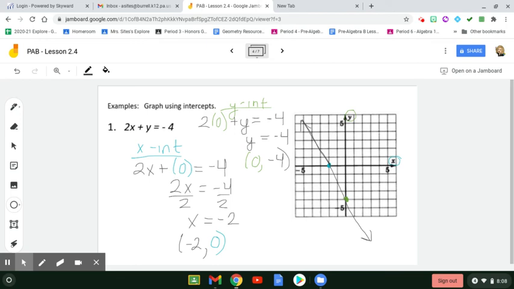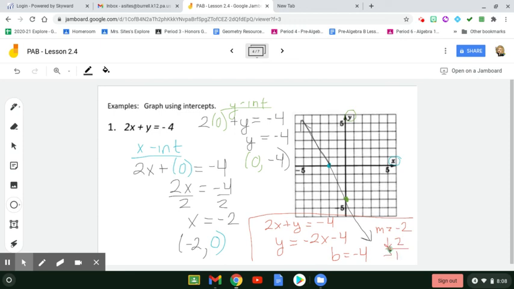So for example, I'm going to do this off to the side right now. If I were to check to see if I got question 1 right, I would solve this for y. So if I did 2x plus y equals negative 4, I'd subtract 2x from both sides and I'd get y equals negative 2x minus 4. So that would mean I would have a y-intercept of negative 4, which I do, and I would also have a slope of negative 2. So on my graph, I would have to go down 2 and then to the right 1.